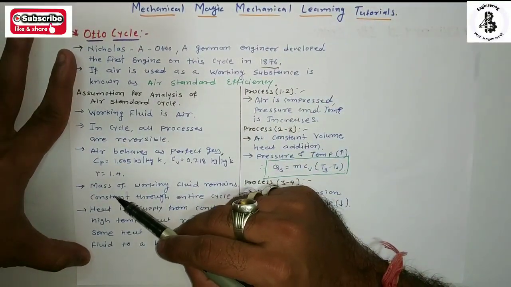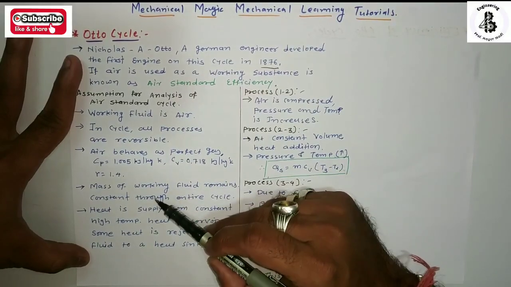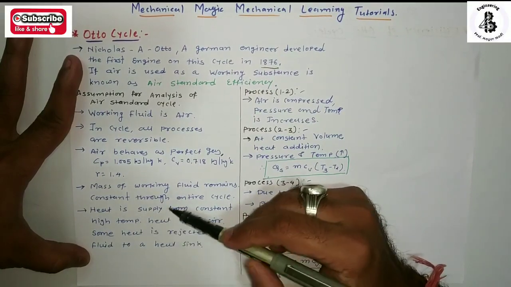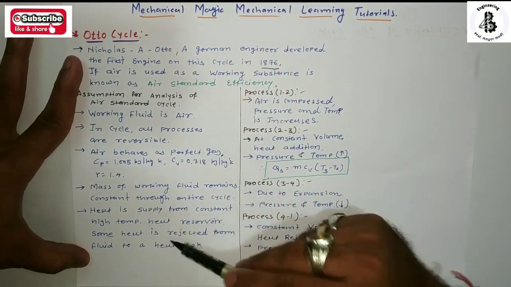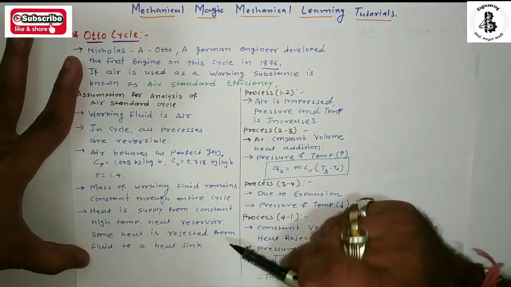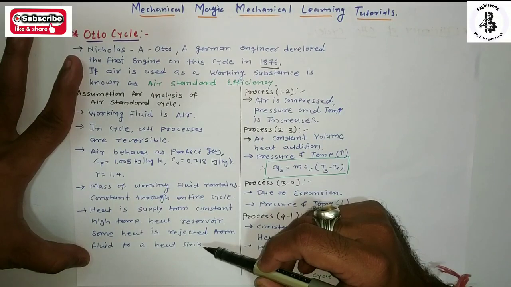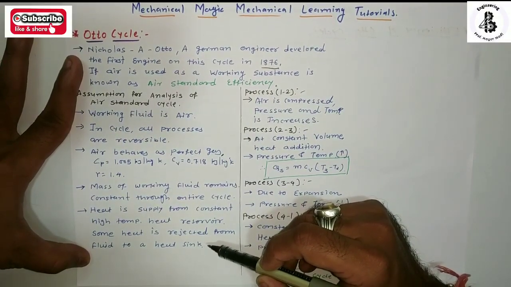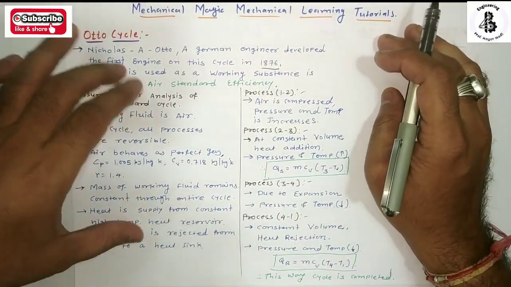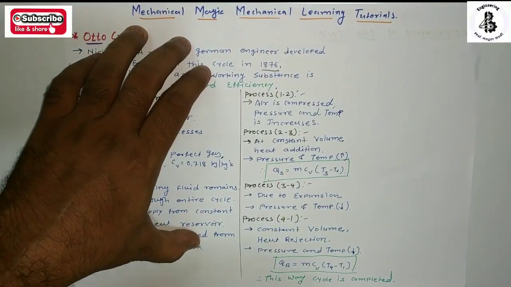the ratio Cp upon Cv, is 1.4. Some more assumptions: the mass of the working fluid remains constant through the entire cycle. And last, heat is supplied from a constant high temperature heat reservoir and some heat is rejected from the fluid to the sink. So heat is supplied from the high temperature reservoir, and work is done, and heat is rejected to the sink at a low temperature. In that case, four processes are going on. Let us see with an example.